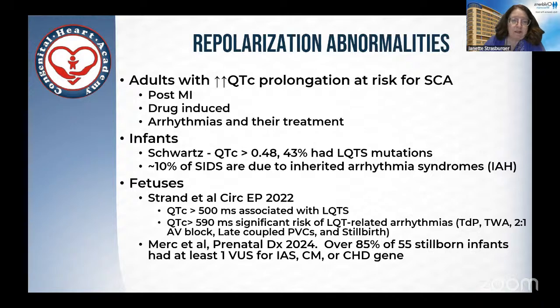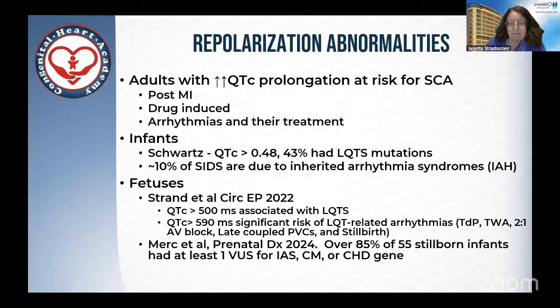And in the fetus, we've shown in our study by Strand that if the QTc is above 590 milliseconds, there's a significant risk for the LQT-related arrhythmias that I list here: torsade, T-wave alternans, 2-to-1 block, and late-coupled PVCs, and finally stillbirth.